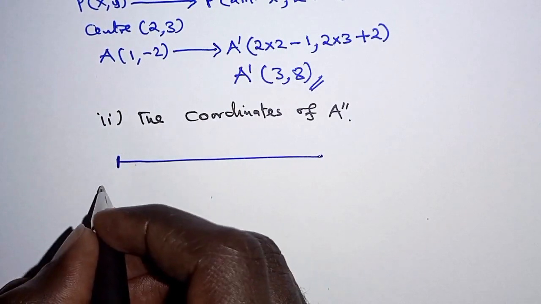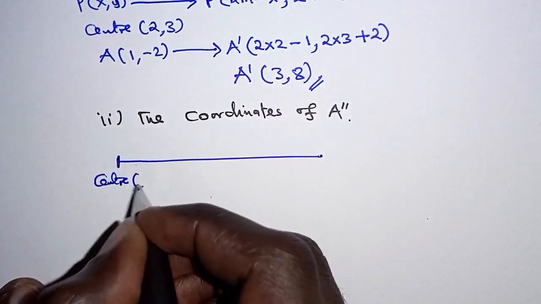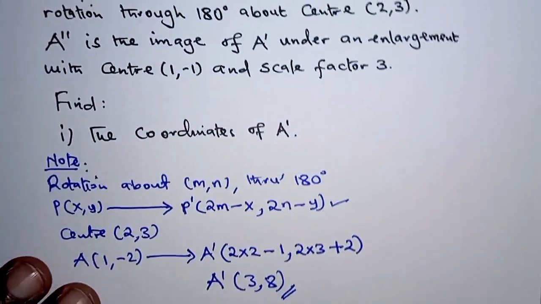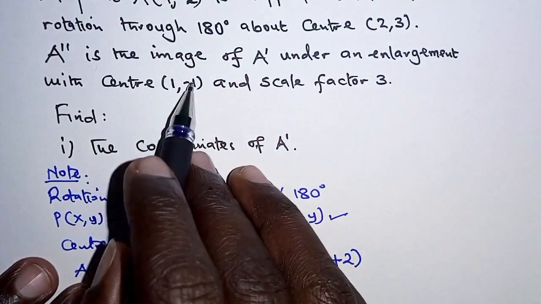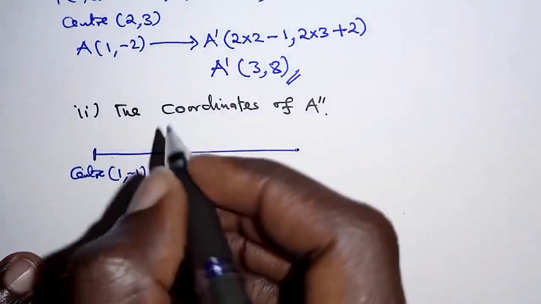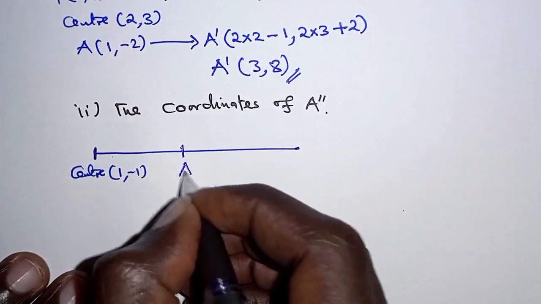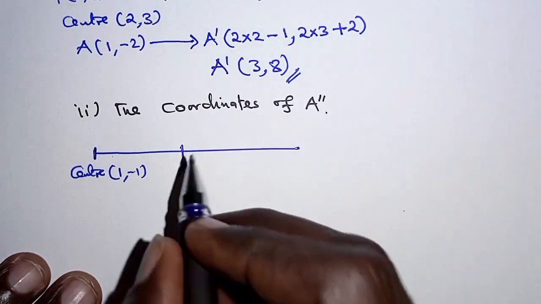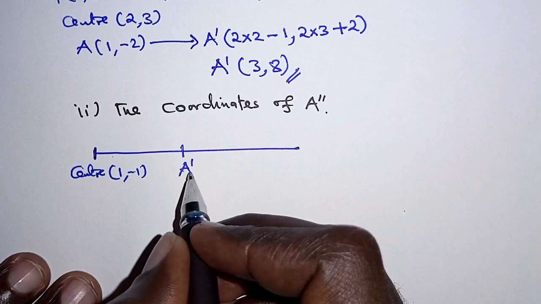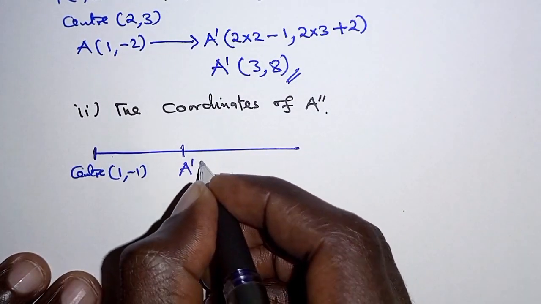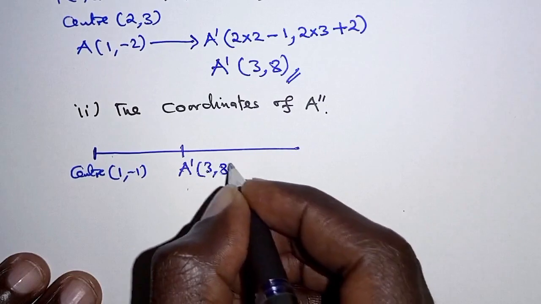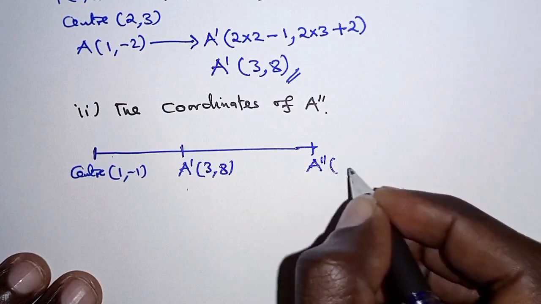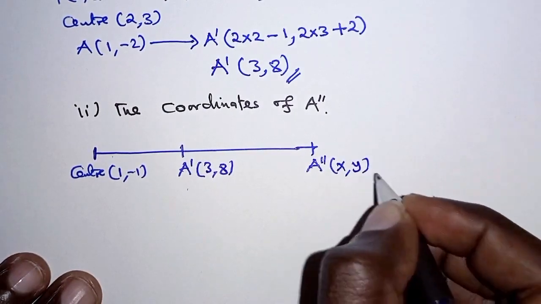if we have the center of enlargement here, the center is (1, -1). We had been told the center is (1, -1). Then A prime will be here. Remember, A double prime is now the image of A prime. A prime has now become the object, so A prime is (3, 8). And therefore we have its image A double prime here, whose coordinates we do not know.